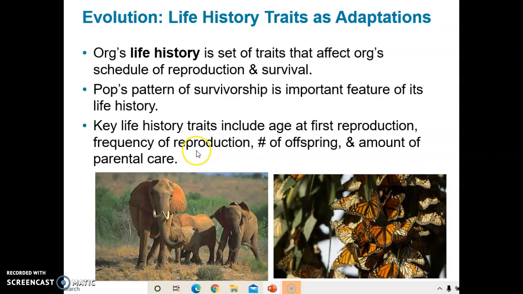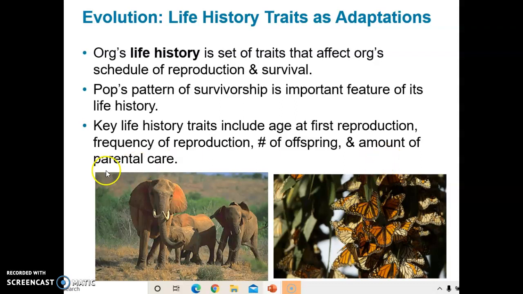Key life history traits include the age of first reproduction, usually later for organisms that are longer lived and large. They don't become reproductive until they're fairly old, like humans. You can't reproduce until you're at least in your teens. Some insects can reproduce after they're only days or weeks old. Then there's the number of offspring. Some longer-lived, larger organisms produce fairly few offspring, while smaller, shorter-lived organisms tend to produce many, many offspring.